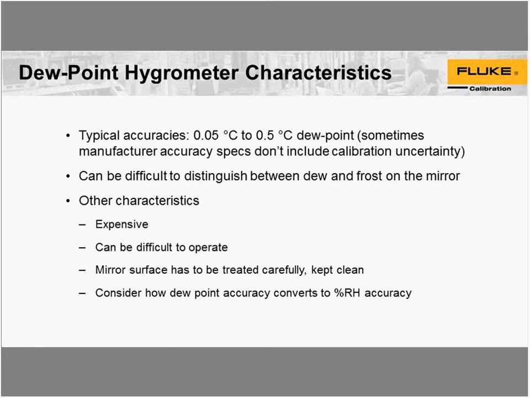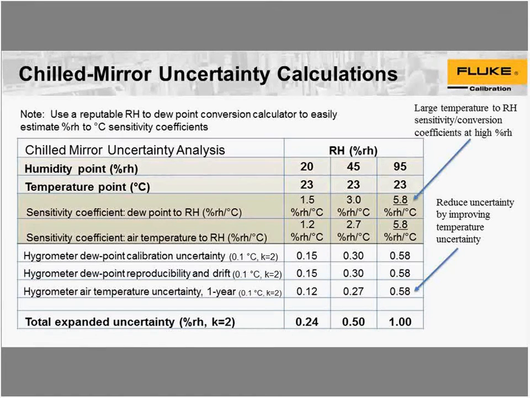And here right now, this is kind of a confusing table, so give me just a moment to explain. These are examples of dew point uncertainties to %RH humidity uncertainties. So I have 3 different humidity points, or %RH points: 20, 45, and 95. Whenever you're measuring %RH, there always has to be a temperature indication along with it. We're just going to use a temperature of 23 degrees. Temperature has a little bit of influence on these sensitivity coefficients, but not as much as humidity does. Then they go down.